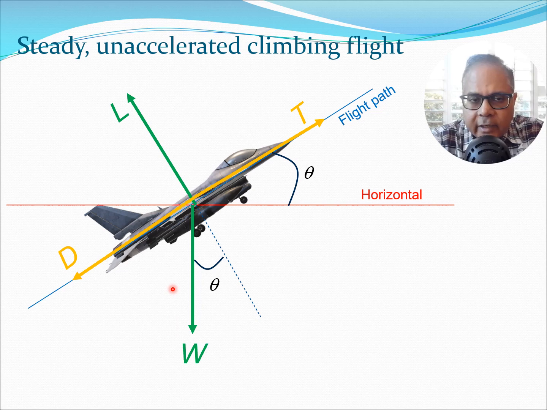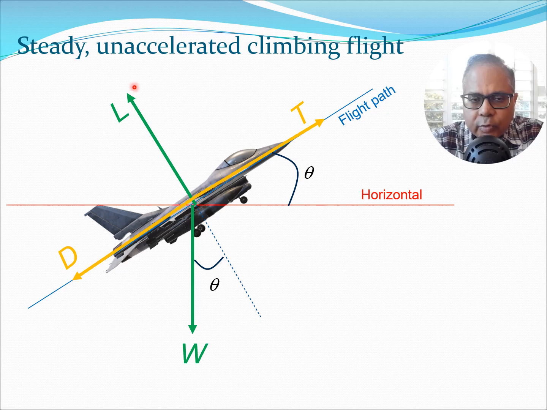Now here I have made a diagram about the forces which are acting on the aircraft when it is in climbing flight. So essentially we are going to presume steady unaccelerated climbing flight. In this kind of situation, if we take an aircraft here, there is a typical horizontal line and then there is a flight path. Now the angle between the horizontal and the flight path is some angle theta, let's say, and you of course know that the thrust is going to act along the flight path and the drag is going to act in the opposite direction as far as the thrust is concerned.